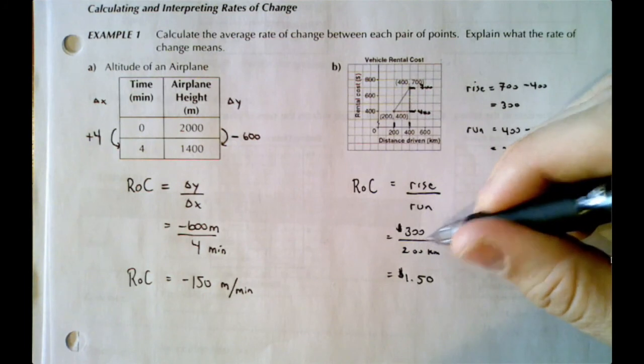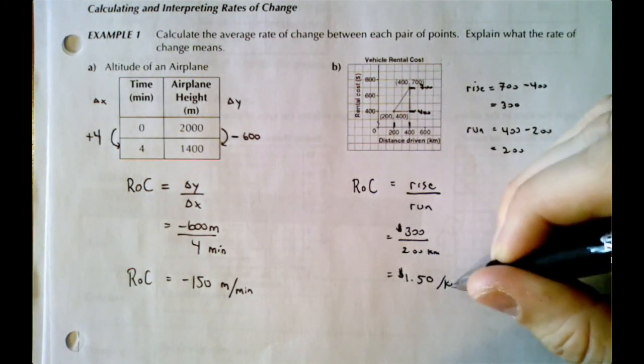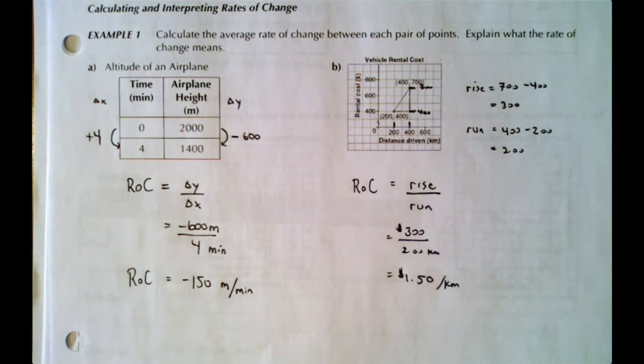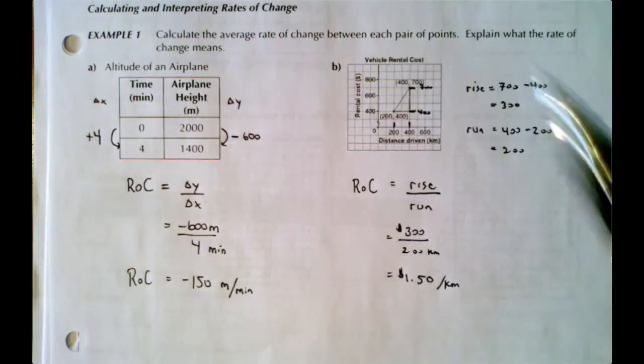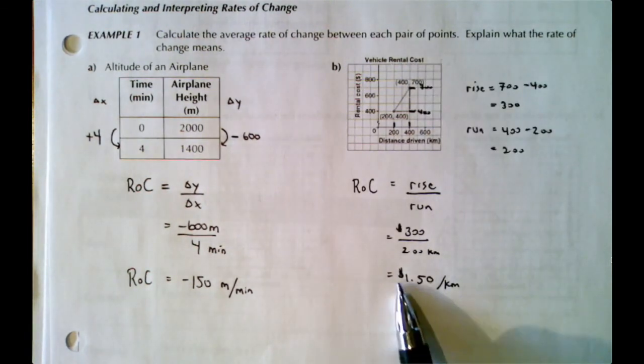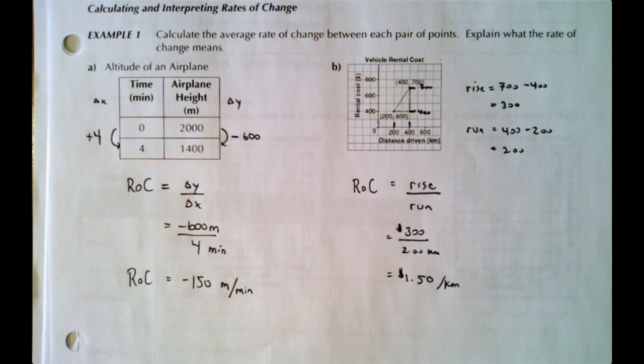And then divide by kilometers means per kilometer. So what's this mean? Well, if it's about a vehicle rental, it means that to rent the car, it costs $1.50 per kilometer.